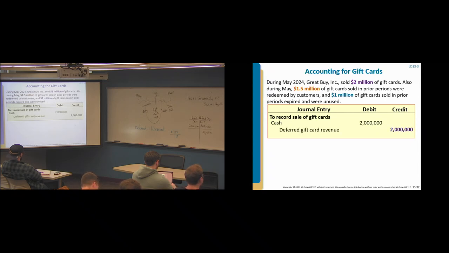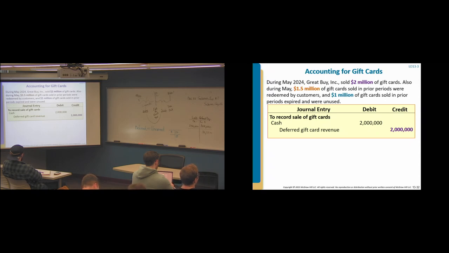To record the sale of gift cards, notice again, debit to cash. Your credit is to a liability account. That's what this chapter is all about. Your initial journal entry should always be a credit to some liability in this chapter. So notice we call it deferred gift card revenue, right? We're calling it exactly what it is, just like we called subscription revenue deferred subscription revenue, for $2 million.